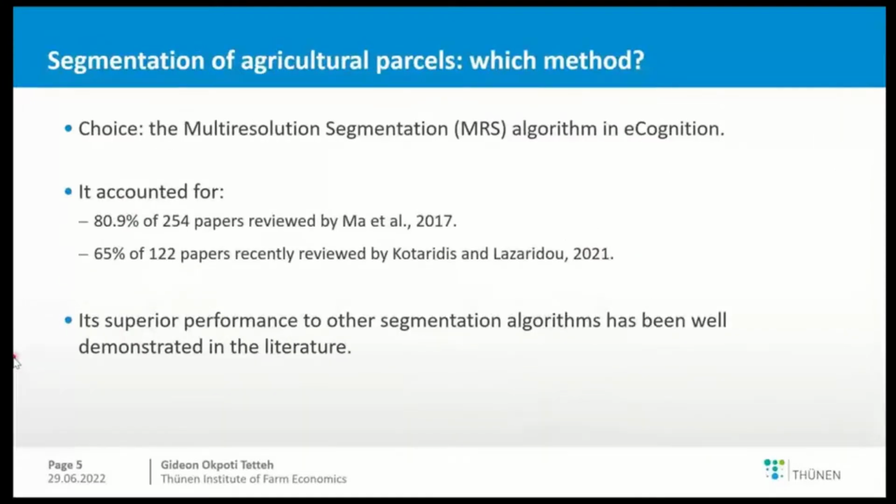When it comes to segmentation, of course, there are different methods one can use here in the literature. I think it's a lot. Here I selected the multi-resolution segmentation, in short, MRS algorithm in eCognition. A review paper in 2017 showed that almost 81% of researchers use this particular algorithm, and then in 2021, about 65% of 125 papers use this algorithm. Its superior performance to other algorithms is well demonstrated in the literature.